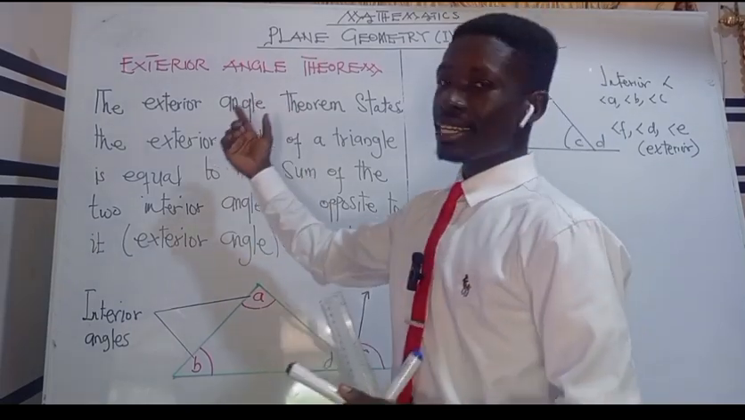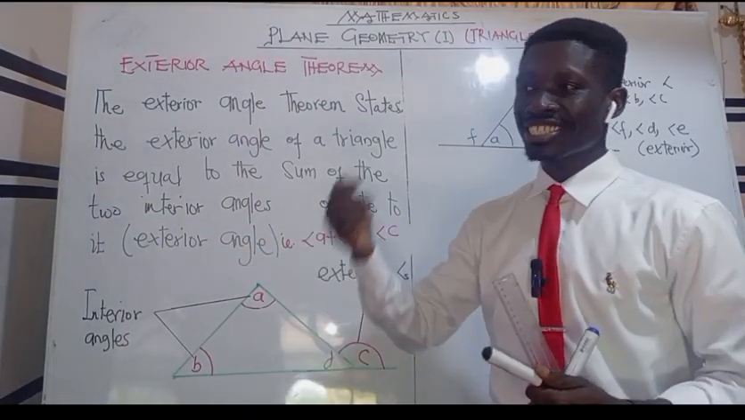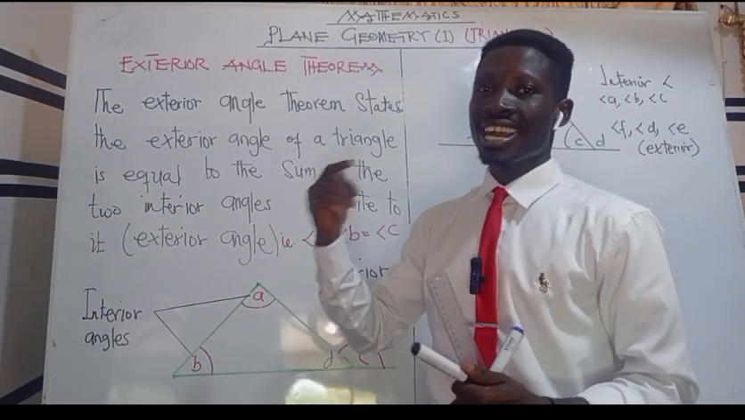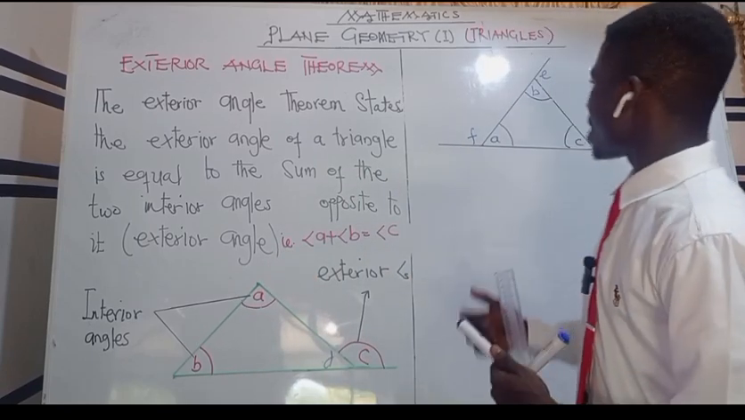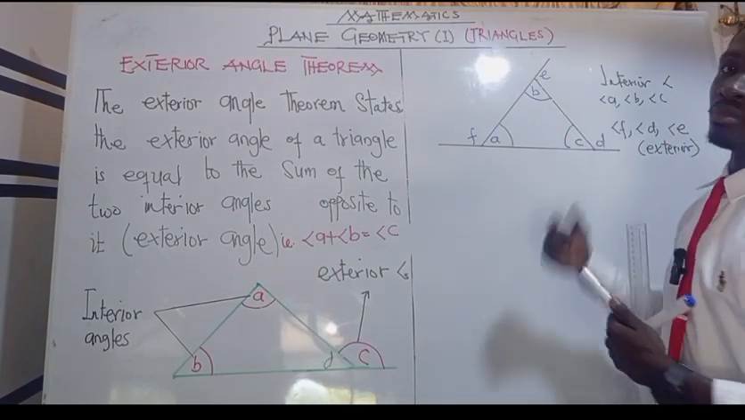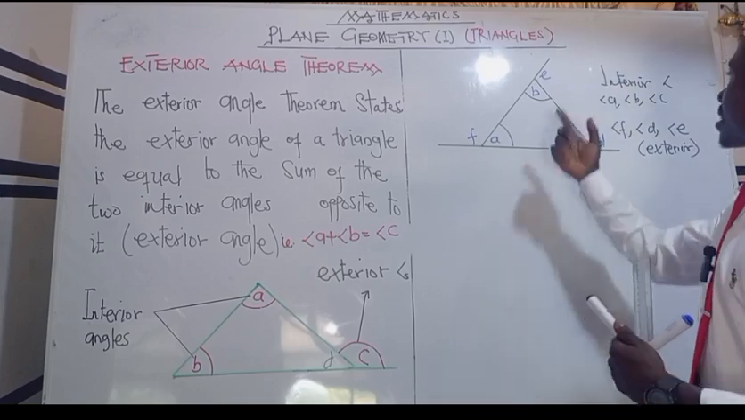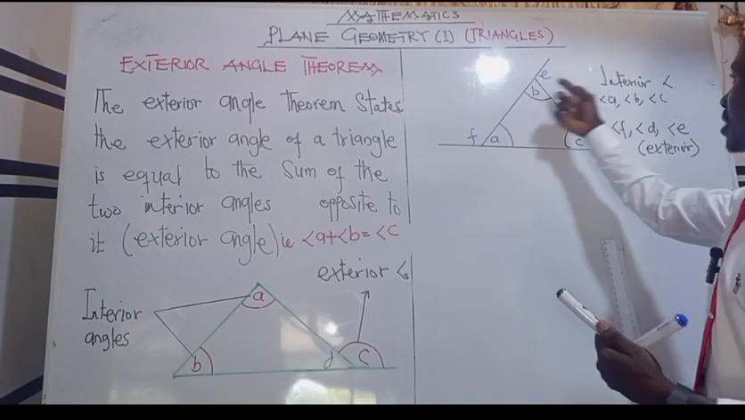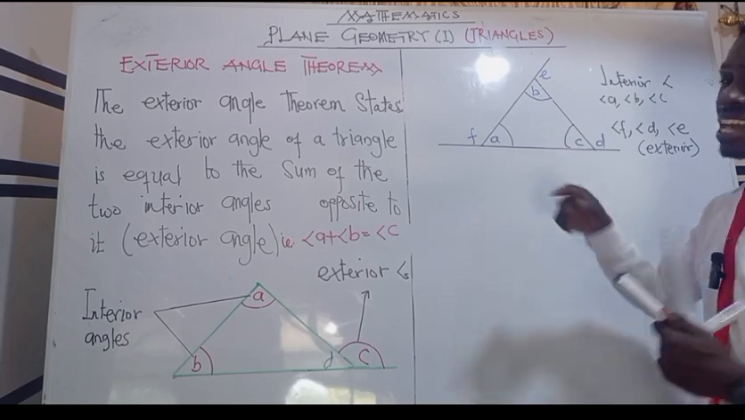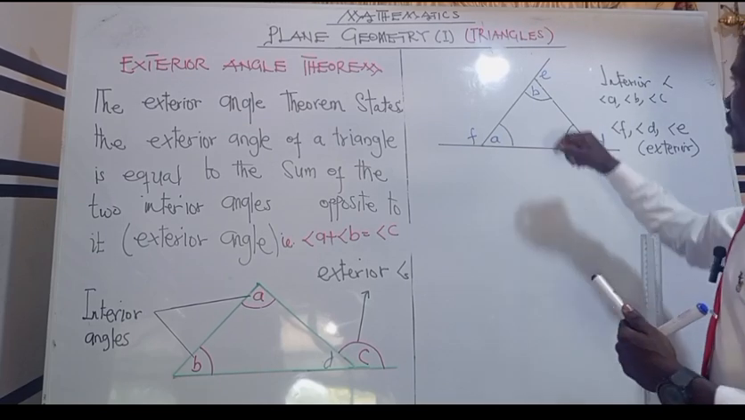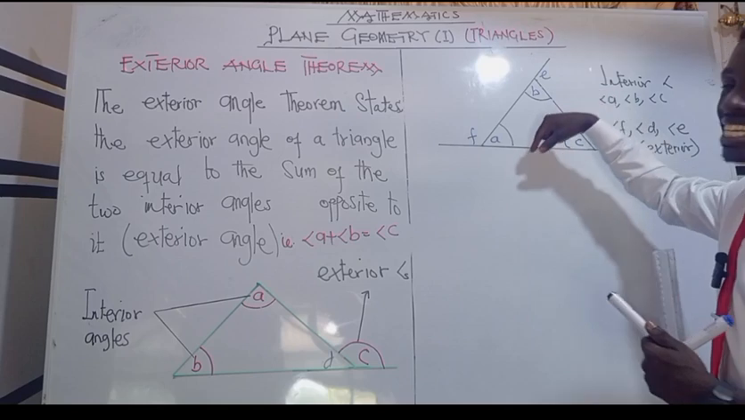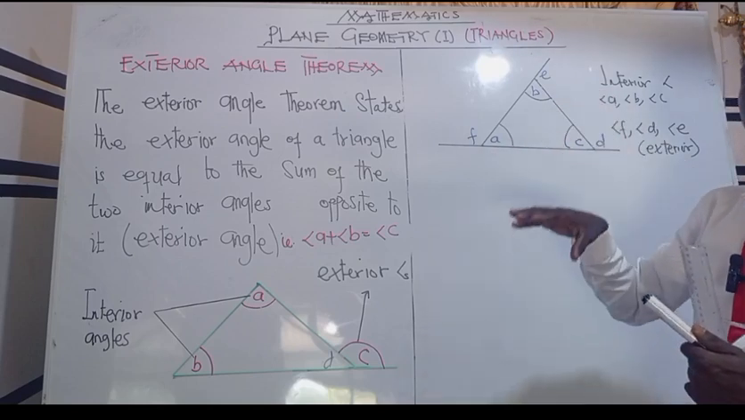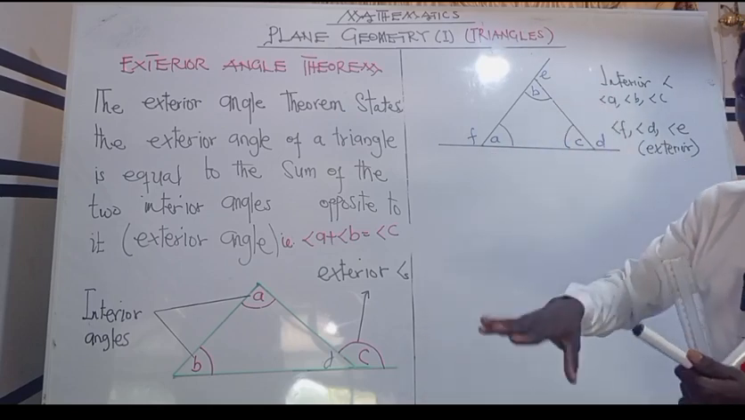So we are looking at the exterior angle theorem. Now before that, let's look at this diagram. You all agree with me that this diagram is a triangle because it has three sides and three interior angles. The angles within the triangle are what we refer to as the interior angles.